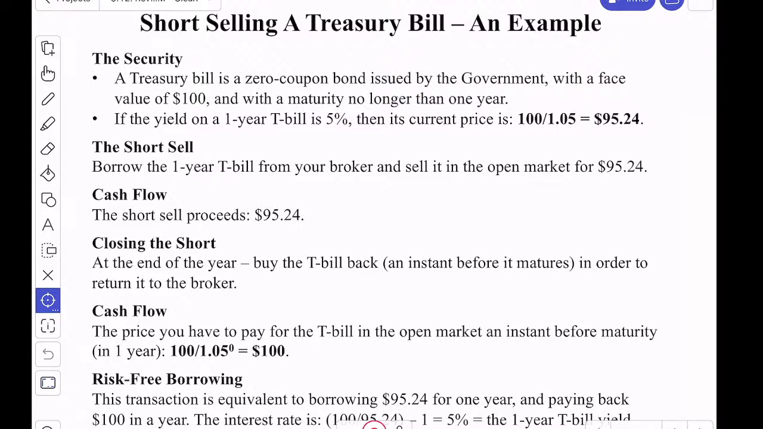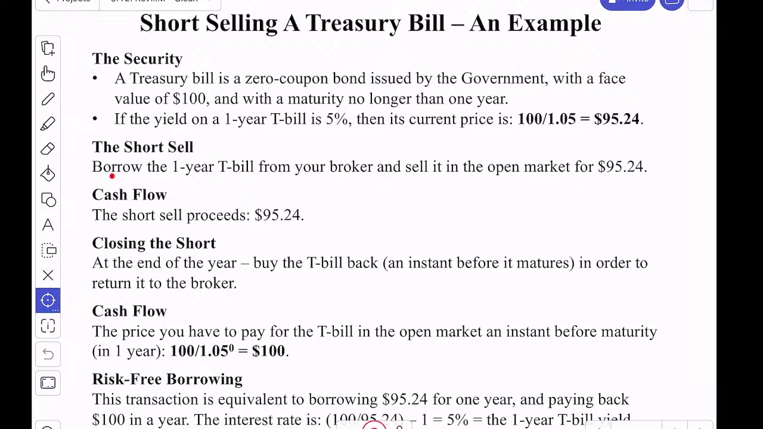So here's an example. A Treasury Bill is a zero coupon bond issued by the government with a face value of $100 and with a maturity no longer than 1 year. So this is a zero coupon. There's no coupons. Pure discount bond. If the yield on a 1-year T-bill is 5%, then its current price is $95.24. And we learned about that months ago. So these are the circumstances.